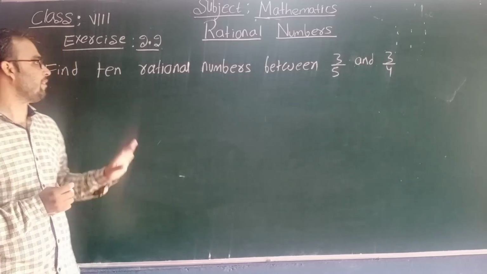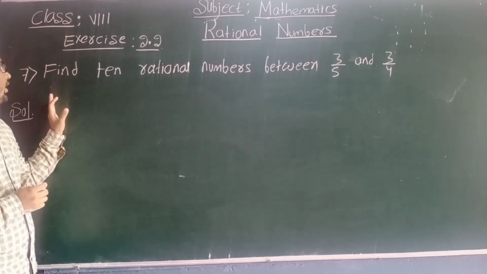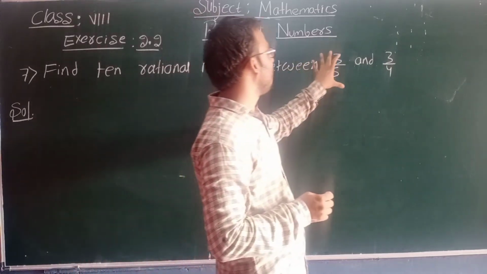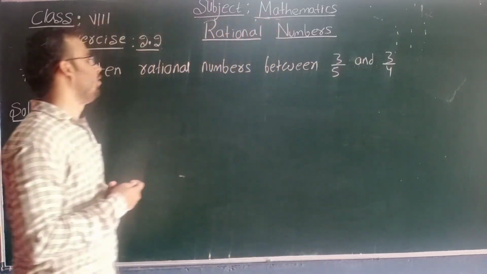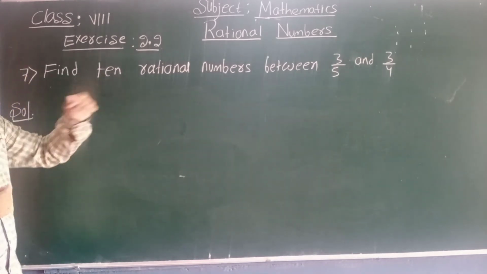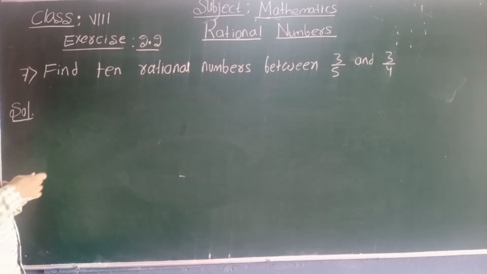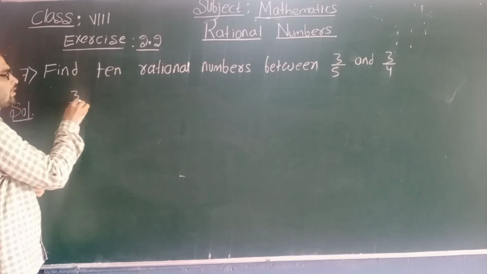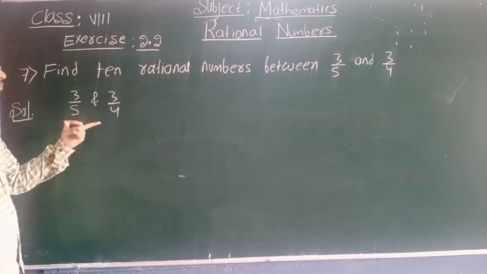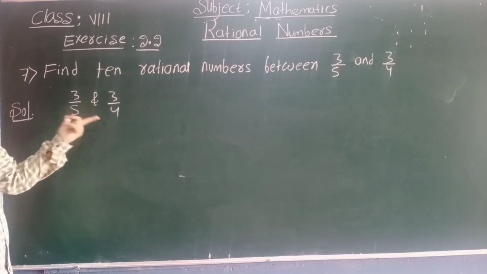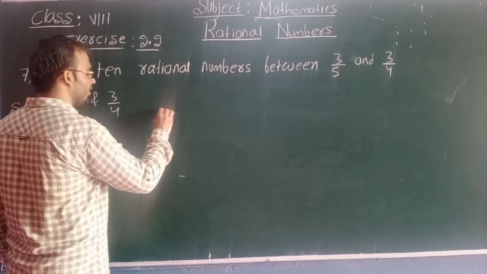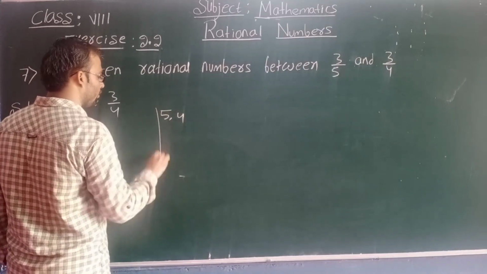Students, let us solve the 7th question. So here what is given? Find 10 rational numbers between 3 by 5 and 3 by 4. So we need to find 10 rational numbers which are between 3 by 5 and 3 by 4. Take these numbers 3 by 5, 3 by 4. As the two numbers have different denominators, what is the first step? We need to equalize the denominators, that is 5, 4.